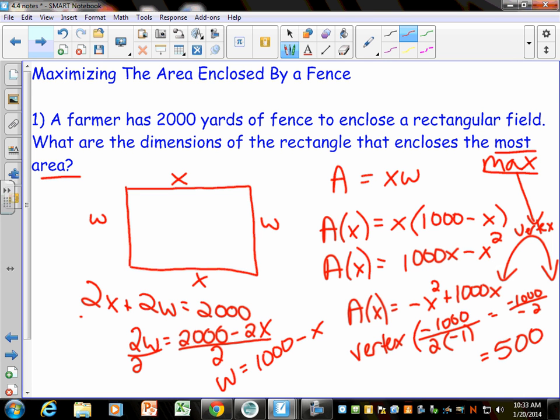What are the dimensions of the rectangle that encloses the most area? Is x equaling 500, because that's what we just found, the x coordinate. Is that a dimension of that rectangle? If I know that that is 500, can I figure out what w has to be? Can we plug that back in somewhere and solve for w? There are some options. We could plug all the way back into the perimeter if we wanted to, but let's go back up to, over here maybe? If x is 500 and w is 1000 minus 500, what does w have to be?